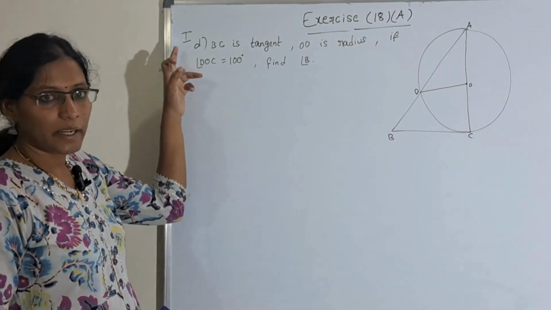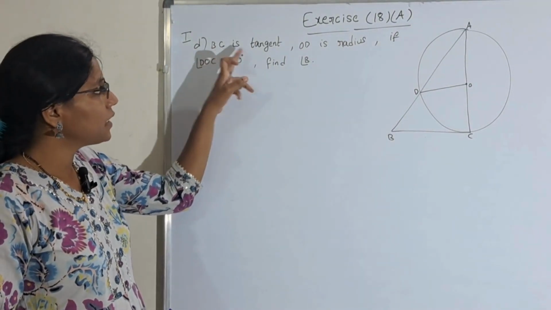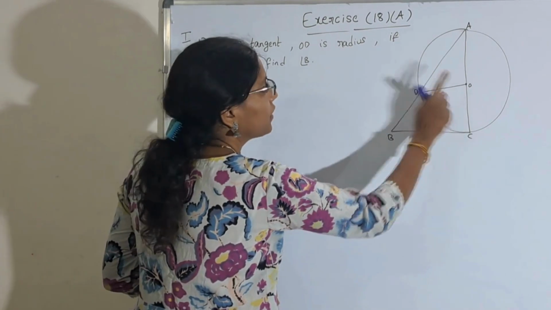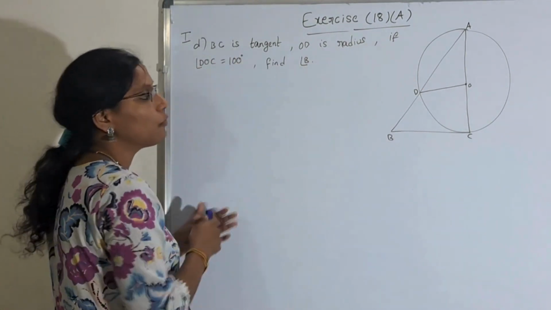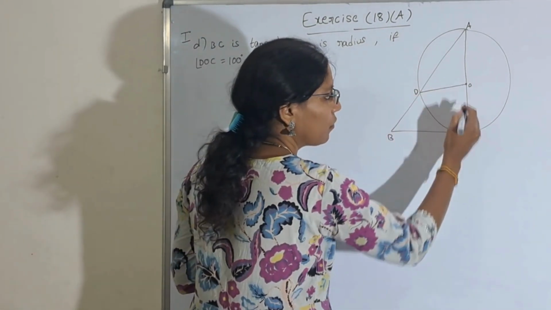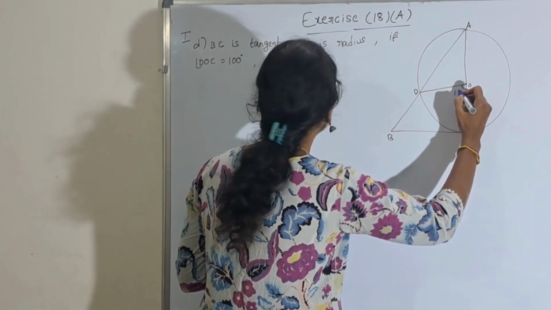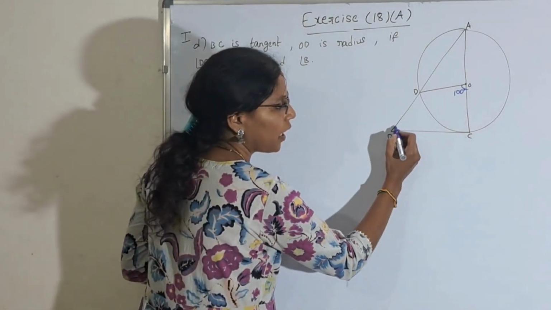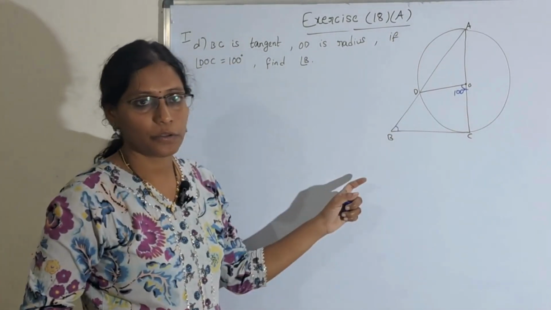Next, first main D problem. Here BC is the tangent and OD is the radius. If angle DOC is 100 degrees, as they have given, here we have to find out angle B. This angle we have to find out.